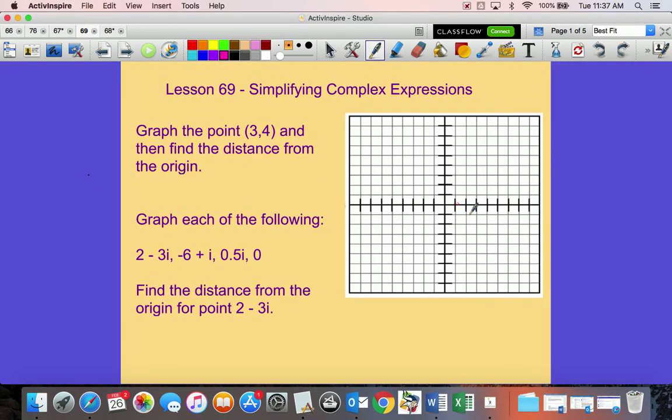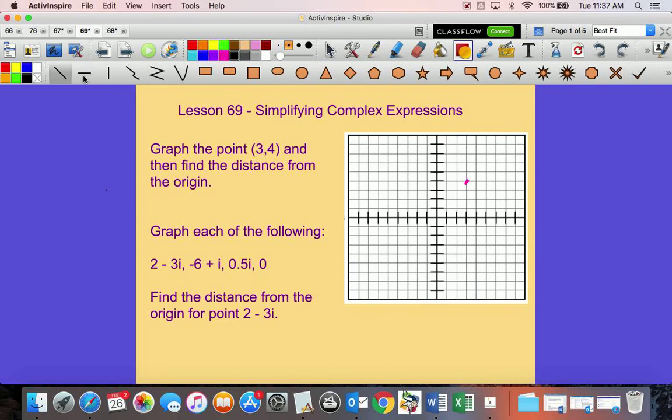So we put that 1, 2, 3, 1, 2, 3, 4. We put that on the graph there. We put our point in there, and then it says find the distance from the origin. So what we could do is we could draw in this triangle here then.